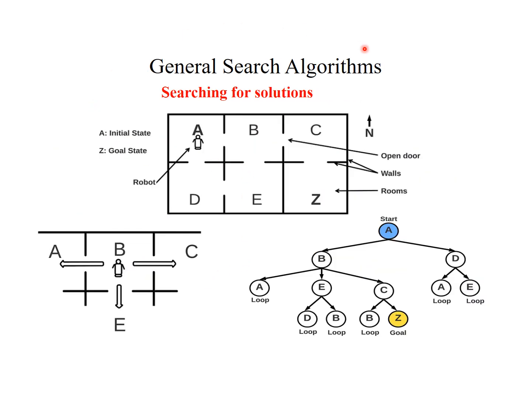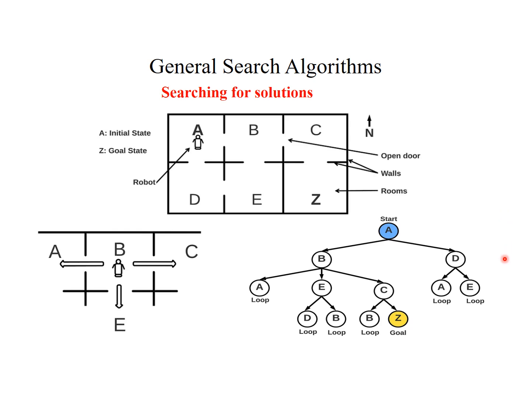This is an example of how we can go about searching for a solution. Let A denote the initial state and Z the goal state. This represents the robo. These are all the open doors through which the robo could move, and this represents the wall. For example, if the robo is in room B, it can move to the adjacent rooms A, C, and E.